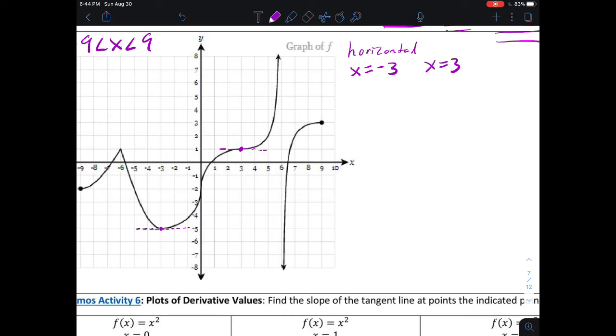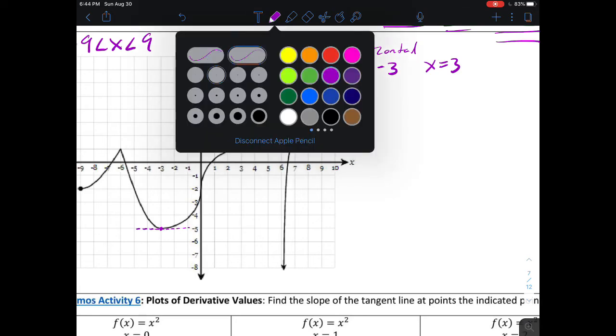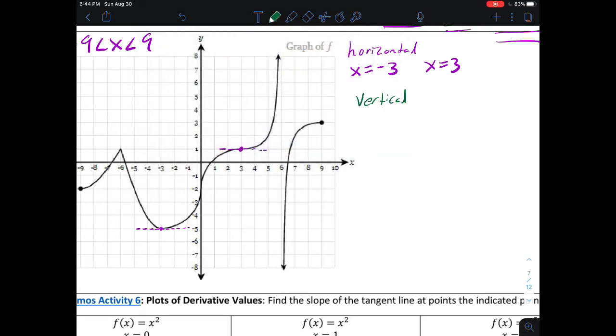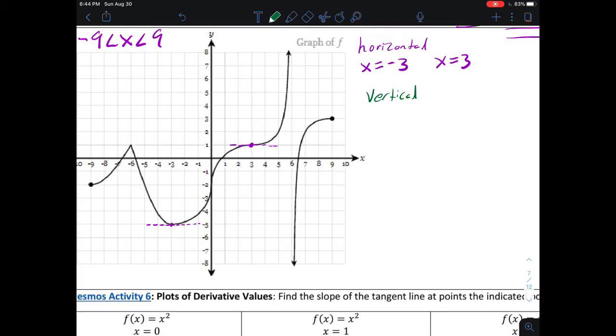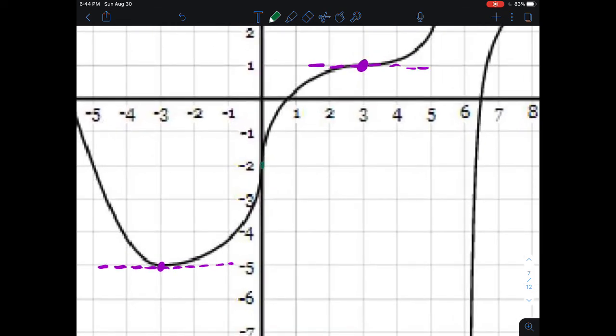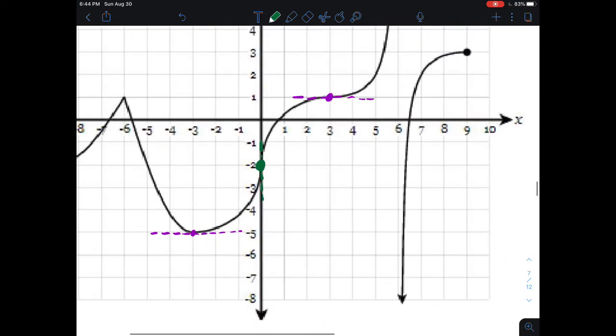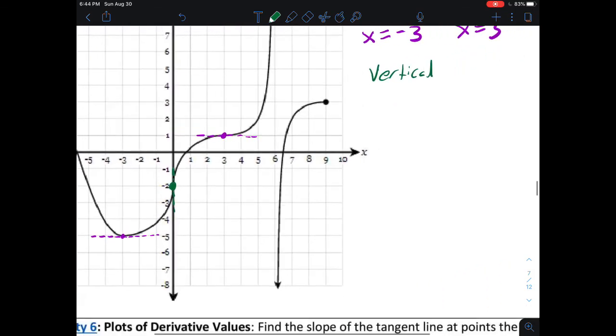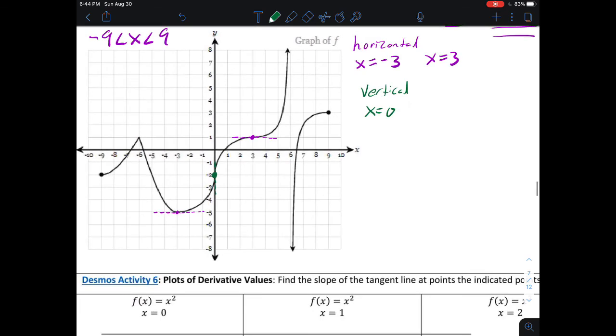Now let's try to find vertical tangent lines. Where does the graph appear to be vertical? Looking along the graph, I see that at x equals 0, in this range, if I drew a tangent line right there at the point (0, -2), the line tangent to it would be vertical. So at x equals 0, we would have a vertical tangent.